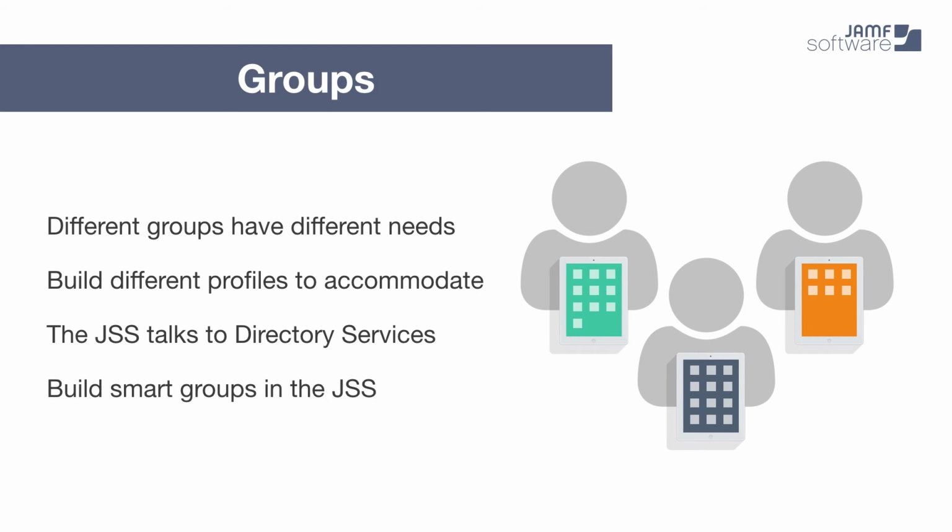Beyond just your standard LDAP or directory service groups, you can build smart groups inside of the JSS. So you could say, show me all devices that are running iOS 8, or show me all devices that have Angry Birds installed, or show me all devices that only have 16 gigs worth of storage, and you can make decisions based on that inventory data. So groups can be really powerful.